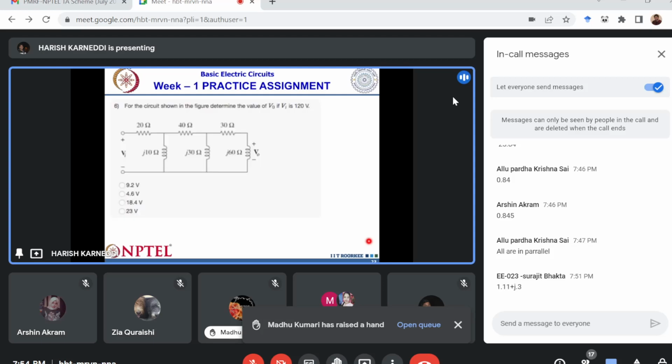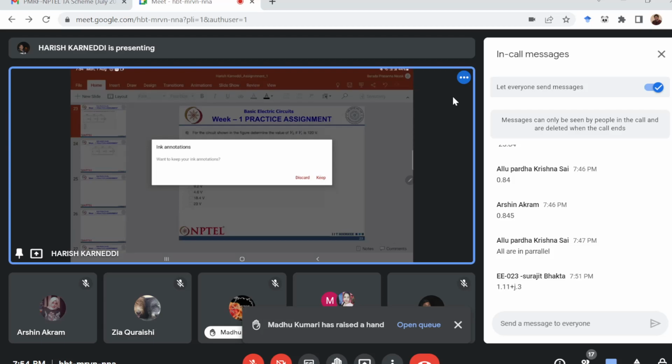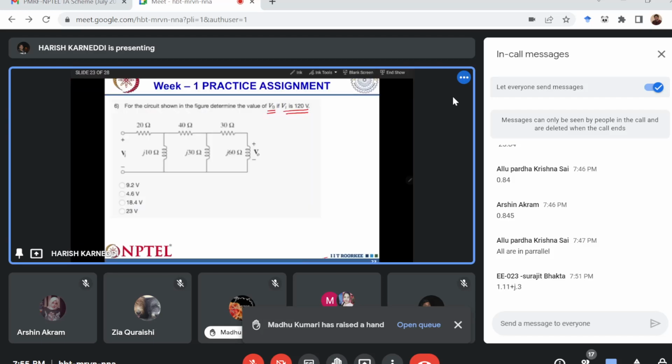For the circuit shown in the figure, determine the value of V0 if Vin equals 120 volts. The value of V0, where is the V0? V0 is here. The value of V0 when Vin equals 120 volts. How to find out this thing?